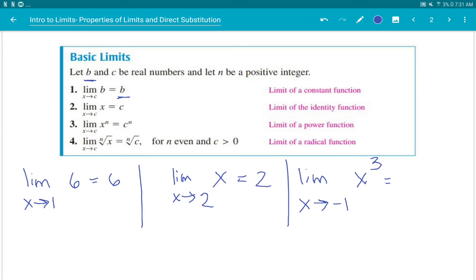All right, well, again, that's just a substitution, so it's just going to be -1 to the third based on the basic limit above. Whatever we're approaching gets raised to the third power, so again, that's just going to be equal to -1.